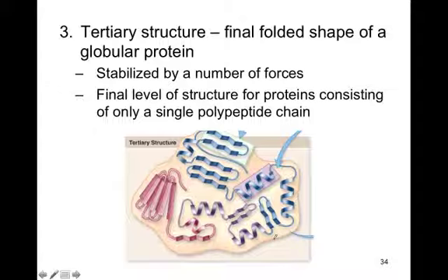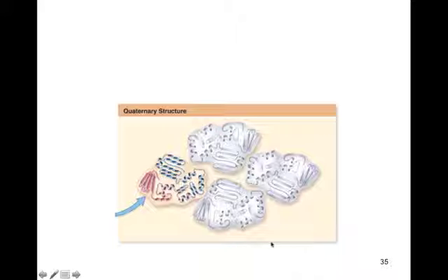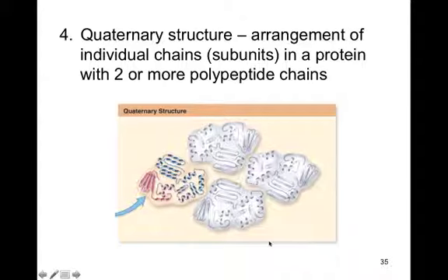The final level of protein structure is the quaternary structure. This is where we see many different polypeptide chains coming together, two or more. They're individual chains or subunits of a protein. Each have primary, secondary, and tertiary structure.